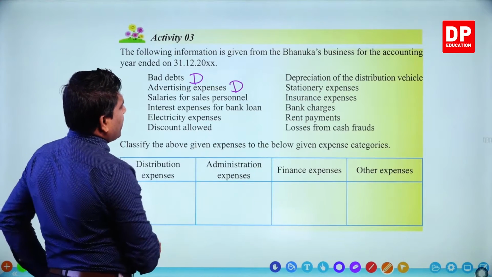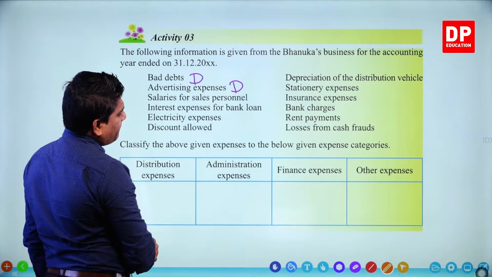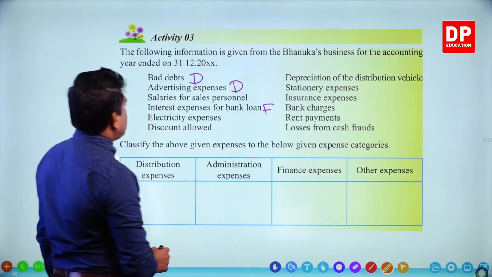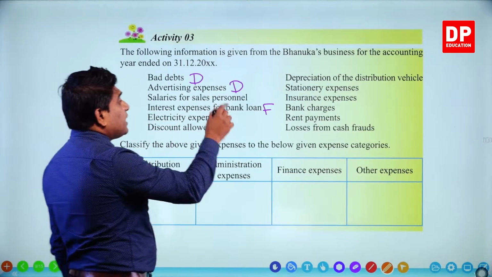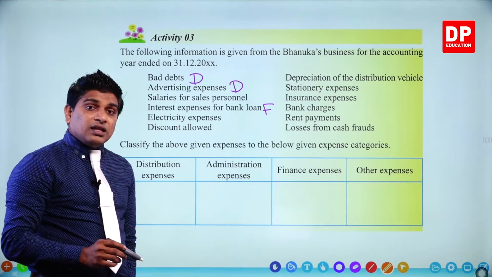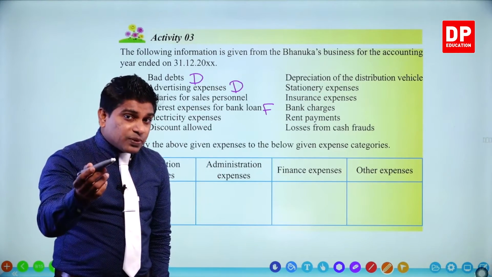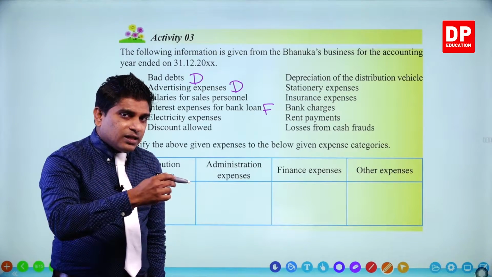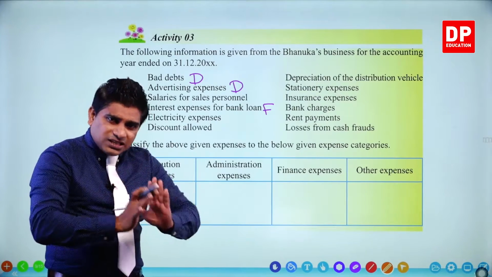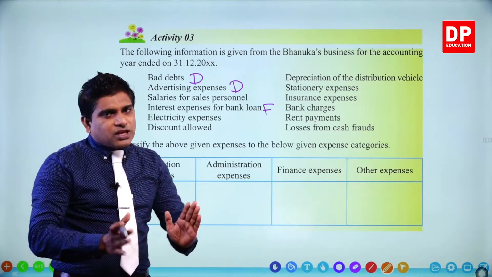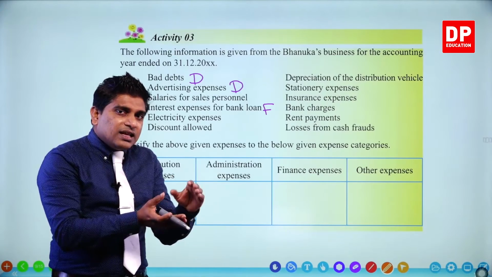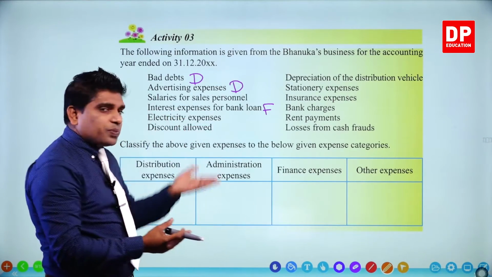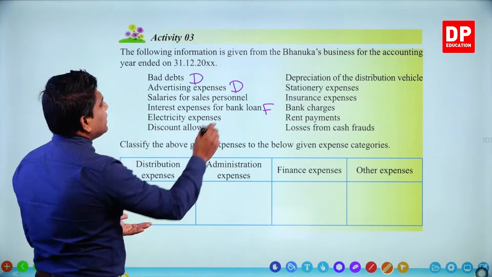Interest expense for bank loan. Where? Financial. I skip one. What is the? Salaries for salespersons. You remember I explained using an example, right? The salary, not just salary. Salaries and wages come under the administration. But salaries, especially to whom? To salespersons. Then it goes under the distributing.